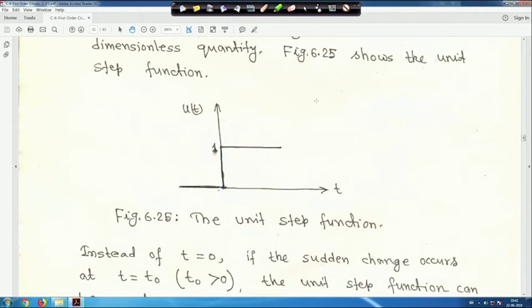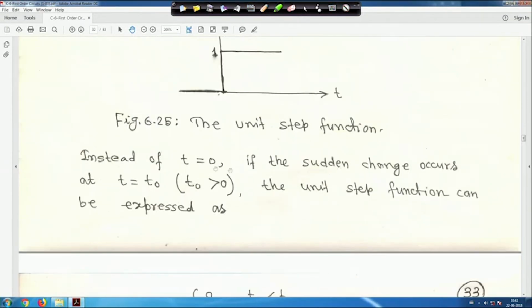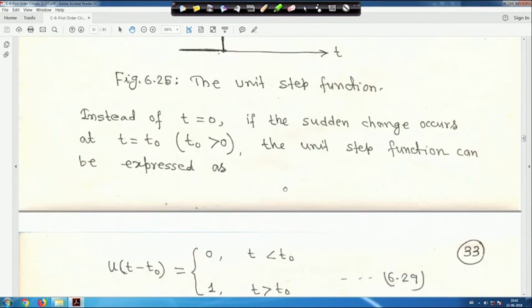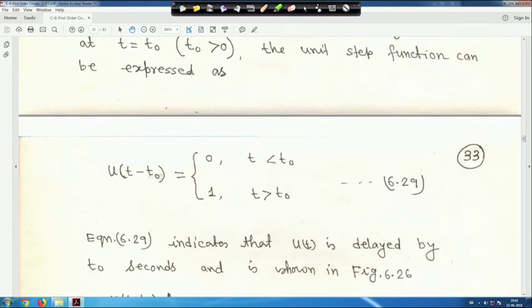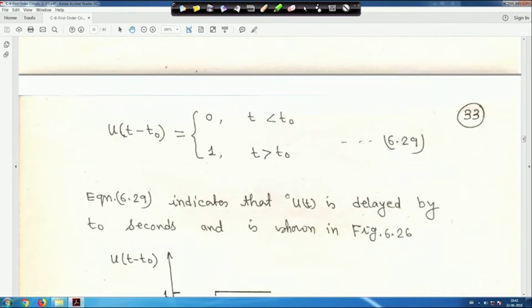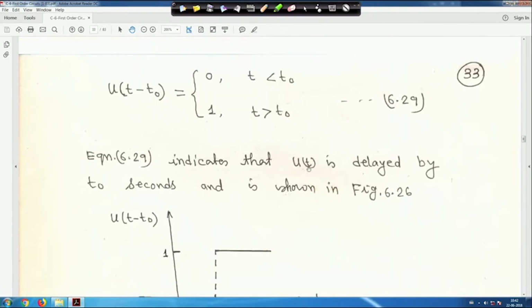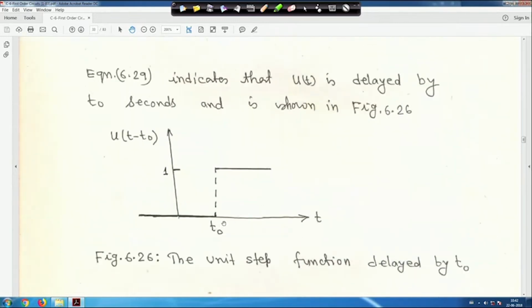Suppose the sudden change occurs at t equal to t0, where t0 is greater than 0. The unit step function can then be expressed as u(t minus t0), which is equal to 0 for t less than t0 and 1 for t greater than t0, and at t equal to t0 it is undefined. So, equation 29 indicates that u(t) is delayed by t0 seconds, and is shown in the figure.